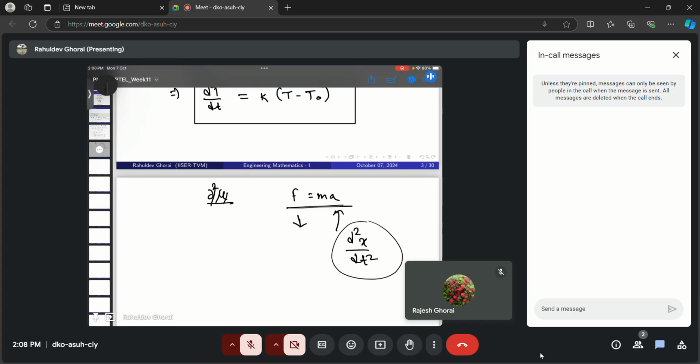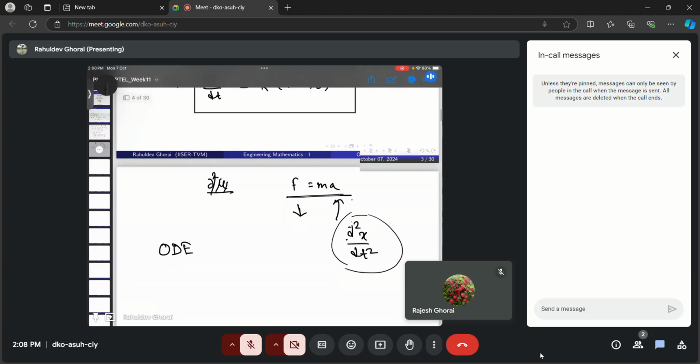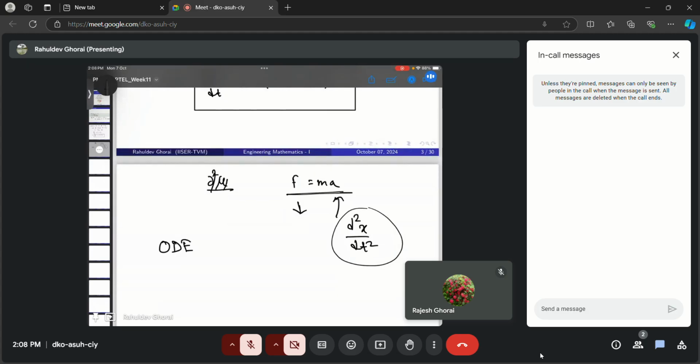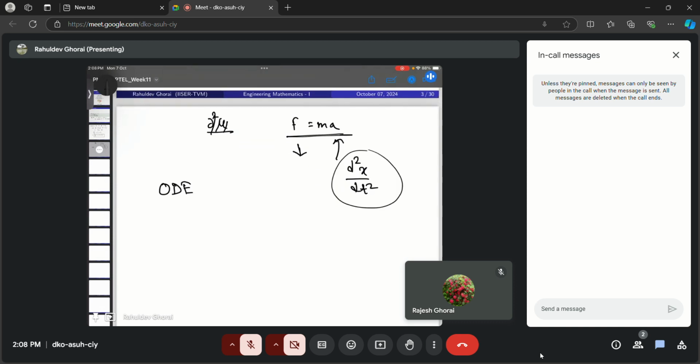We call these ordinary differential equations, or ODEs. Mainly here we will first check how to find the order and degree of a differential equation like this. Let's say you have a differential equation like d2x/dt2 plus x equal to 0, where x is a function, which I don't always write as x(t), but it is x(t). This can be a differential equation.